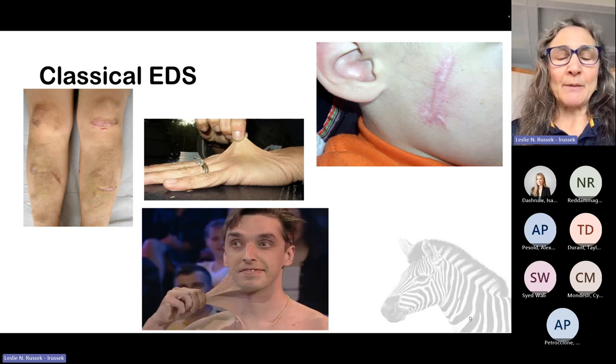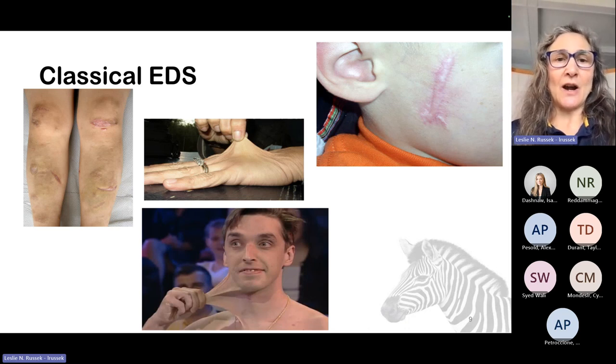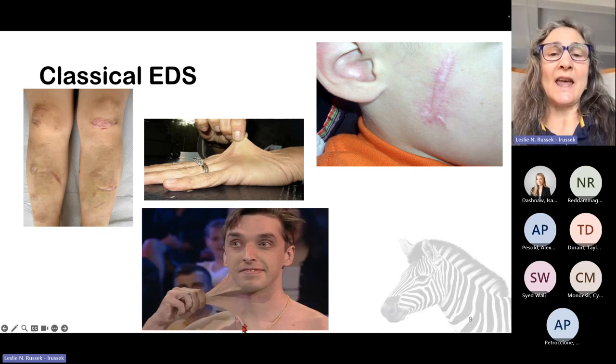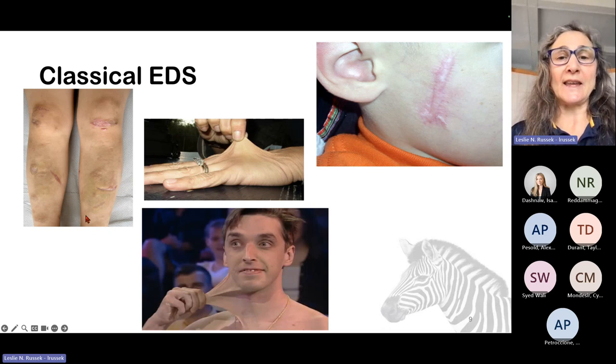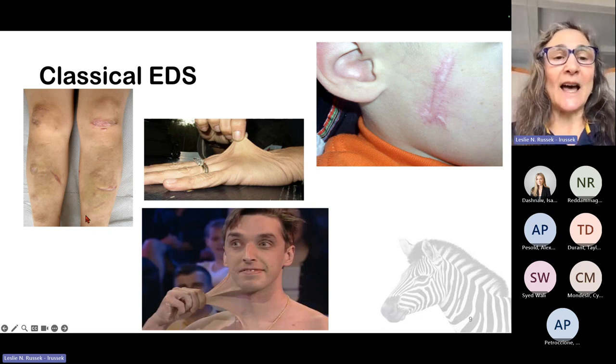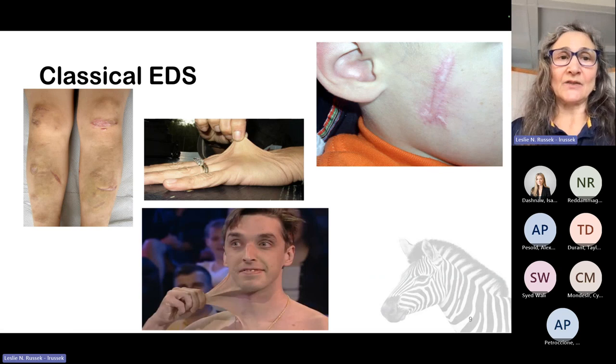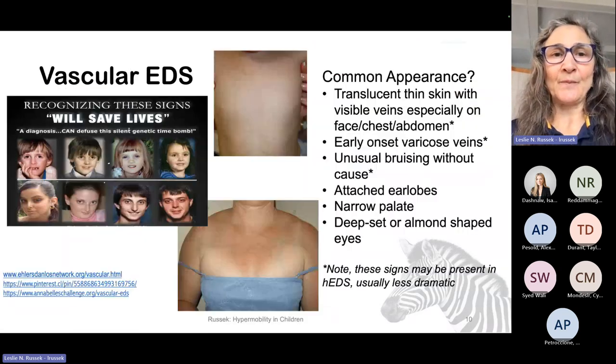The other two most common types of EDS are classic, which is associated with a lot of severe skin issues, so the super stretchy skin, and very poor scarring and healing. And so if you see a lot of these skin issues, you might want to consider the classical EDS.